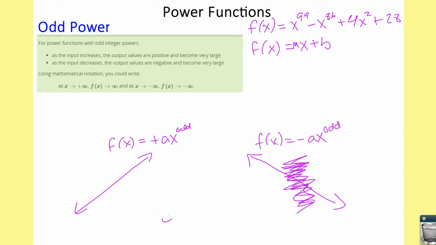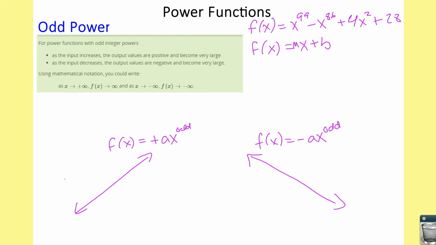Odd functions are going to do something like this, and like this. It could do a whole bunch of weird stuff in the middle. So I'm not looking at the middle, I'm looking at the ends of my graph. That's why it's easier to visualize just a line, right? Something we're used to graphing. All right, so now let's put it in the proper notation.